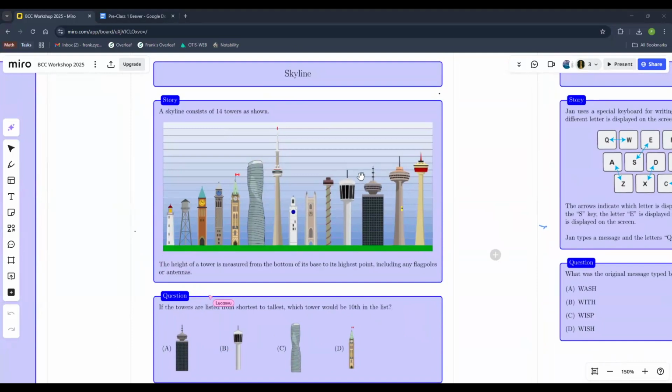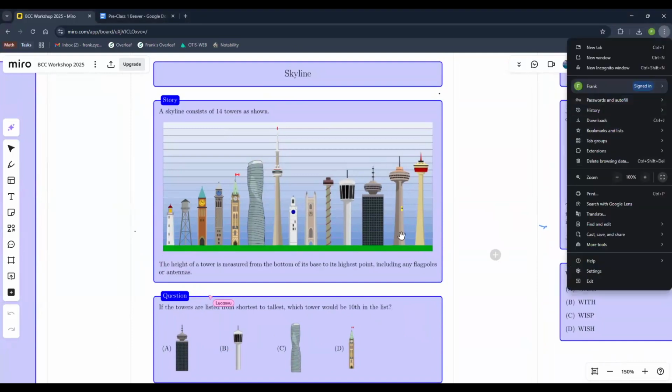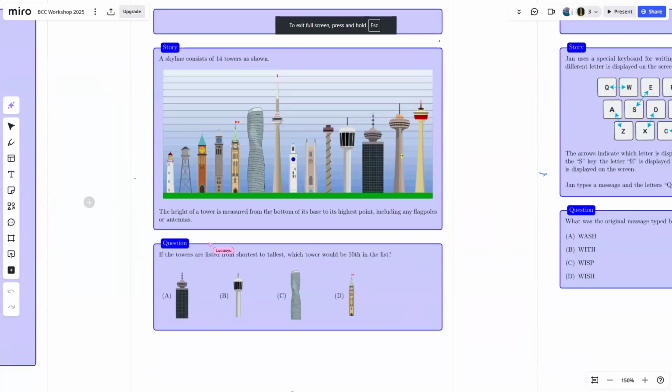So then we'll start on the first question in part A now. This image shows that we have 14 towers, and the height of the tower is measured from the bottom of its base to the highest point, including poles or antennas. So pretty easy things there. And it asks, if the towers are listed from shortest to tallest, what is the 10th in the list? So basically, what's the 10th tallest building?